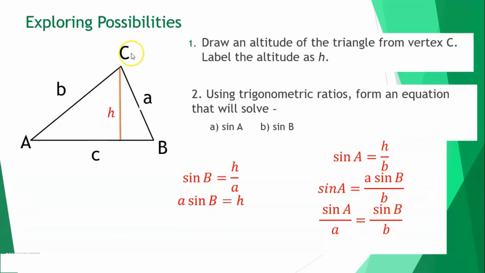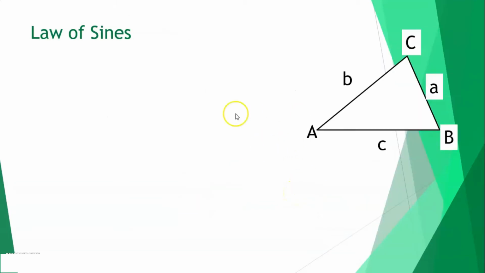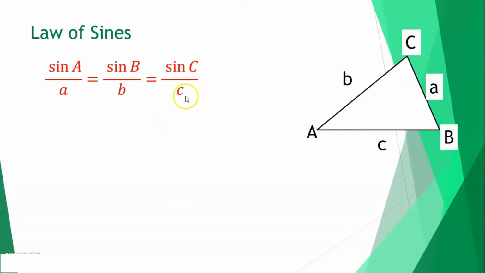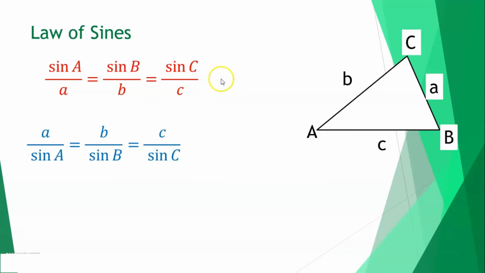So take note, capital letters are for angles and small letters are for sides. So basically, this is the formula for the law of sines. Again, the law of sines: sine A over a is equal to sine B over b is equal to sine C over c. If we are talking about sides, that would be a over sine A is equal to b over sine B is equal to c over sine C.